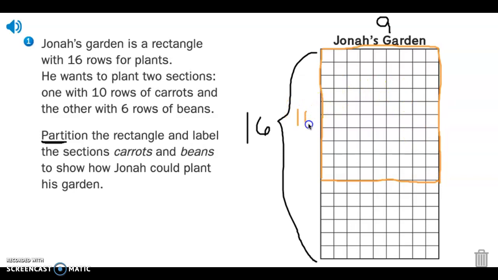This is 10. So if I'm looking at just this rectangle, this is a 10 by 9. So I'm going to put 10 by 9, 10 times 9 equals, let's see, let's count by 10. How many times? 9 times. 10, 20, 30, 40, 50, 60, 70, 80, 90. Okay, so he's going to have 90 carrots with these rows, and he wants us to label it, so I'll write carrots.